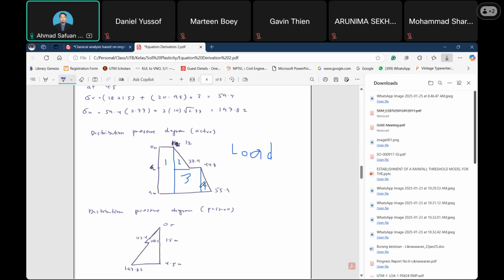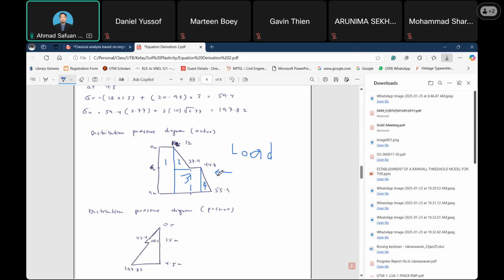Why do we need to use rectangular, square, or triangular shapes? Because we want to determine the moment arm later on, which is much easier than if we consider a trapezium shape. Why do we need to determine the moment arm? Later on, we need to identify the location of the line of loads.